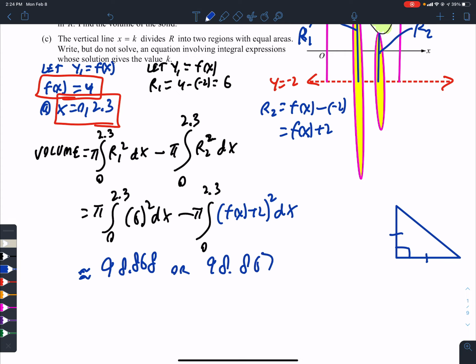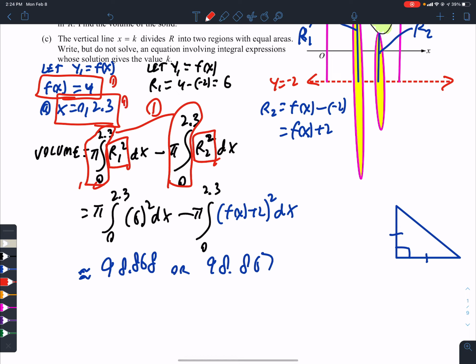So how would I probably score this? I'd probably give you 1 point for that R, 1 point for that R, and 1 point total for those two together for having the integral, the pi, 0 to 2.3. So I'd probably have 1, 1, 1, 1, 1. Maybe on the whole test, if you get all these right, you'll get a bonus point. And then the final answer would give you another point.